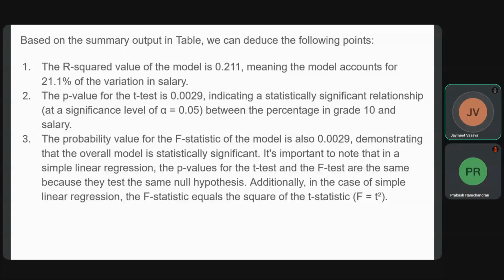It's important to note that in simple linear regression, the p-values of the t-test and the F-test are the same because they test the same null hypothesis. Additionally, in the case of simple linear regression, the F statistic equals the square of the t statistic. So F equals t square.